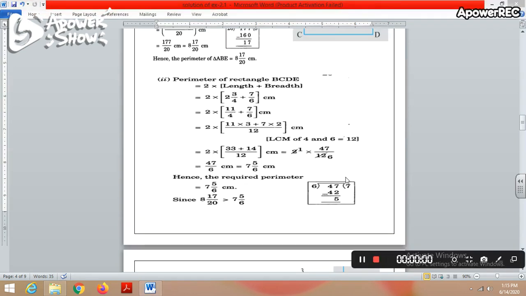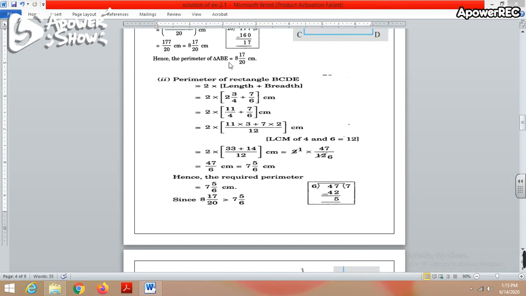Now we have to find out whose perimeter is greater. So the perimeter of triangle AB is 8 17 by 20 centimeter, and the perimeter of this rectangle is 7 5 by 6 centimeter. So you can find out whose perimeter is greater by just looking at them. The perimeter of the triangle is 8 17 by 20. That is, the perimeter of the triangle is greater than 8.